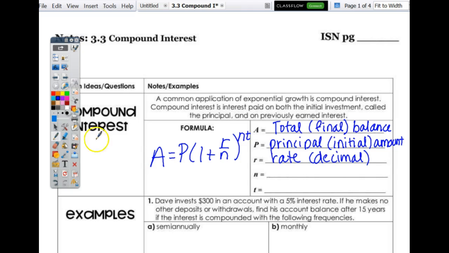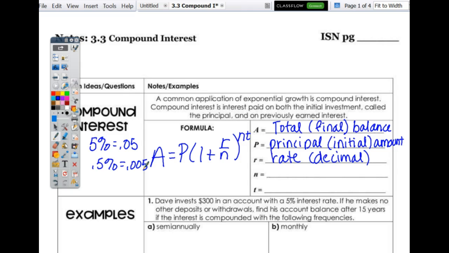So if I have 5%, what is 5% as a decimal? 0.05. You move it 2 places. So if I had 0.5%, I'd have 0.005. You always have to move it left 2 places. Okay?